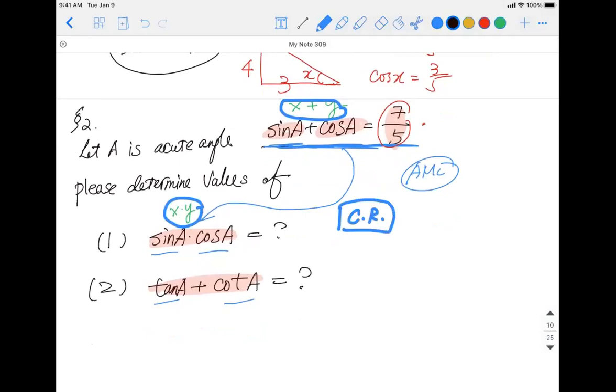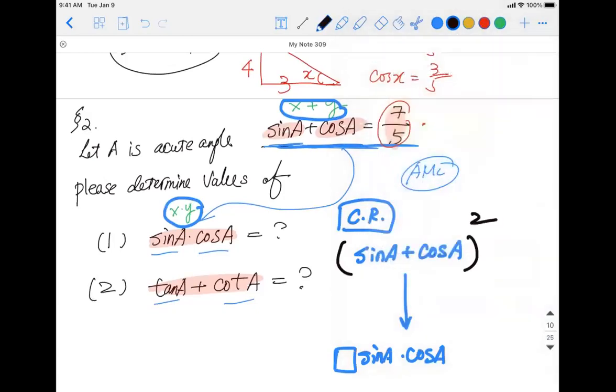Our second conditional reaction is this: as long as you see sine A plus cosine A, and the question asks you for sine A times cosine A, there might be some coefficient, I don't know, the most straightforward way is to try a perfect square. This is a conditional reaction. We just introduced a conditional reaction for the tangent, and this is the second one.